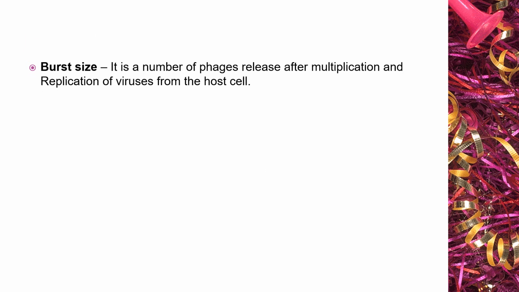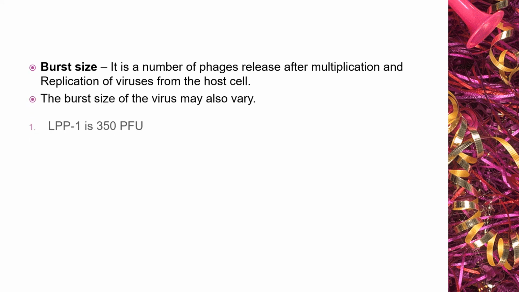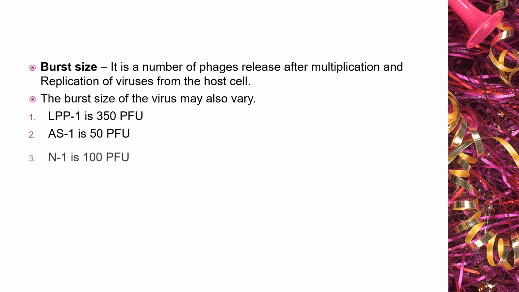Further, burst size. It is the number of phages released after multiplication and replication of viruses from the host cell. So the number of phages which get released after multiplication and replication of the virus from the host cell is called the burst size. The burst size of viruses may also vary. For example, LPP1 is 350 PFU, AS1 is 50 PFU, N1 is 100 PFU, SM is 100 PFU.